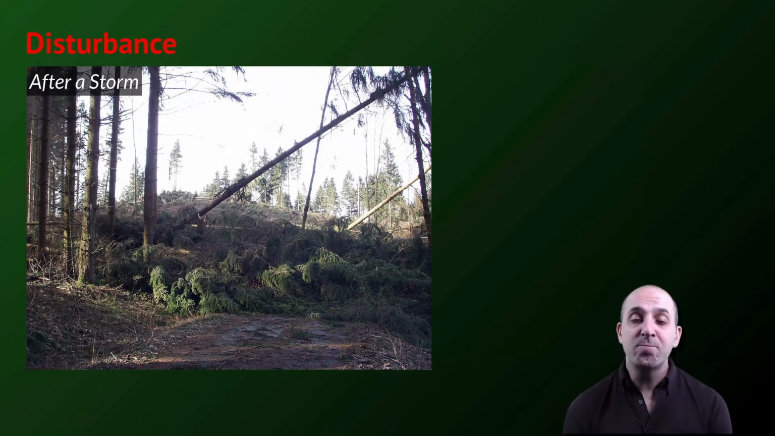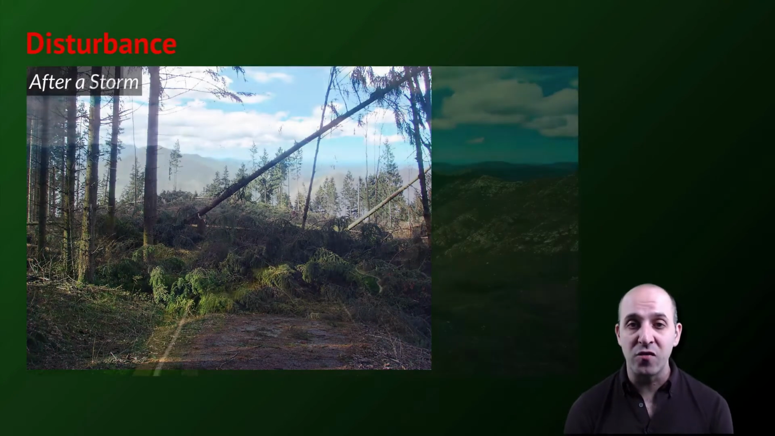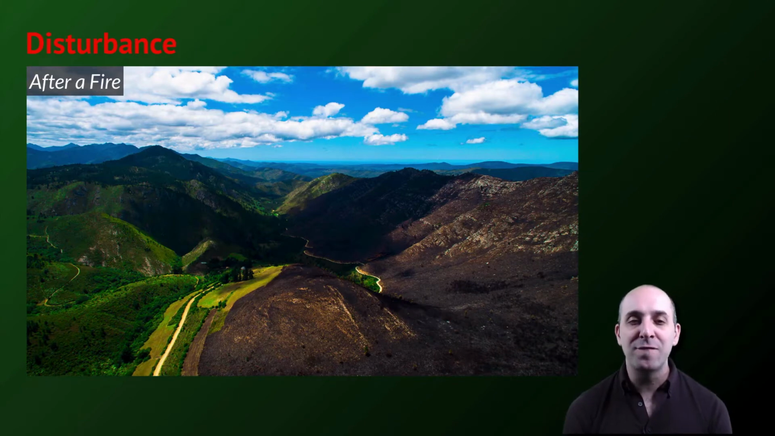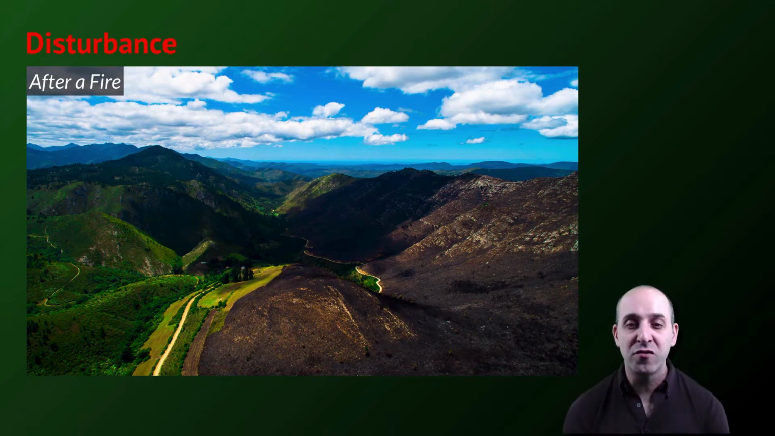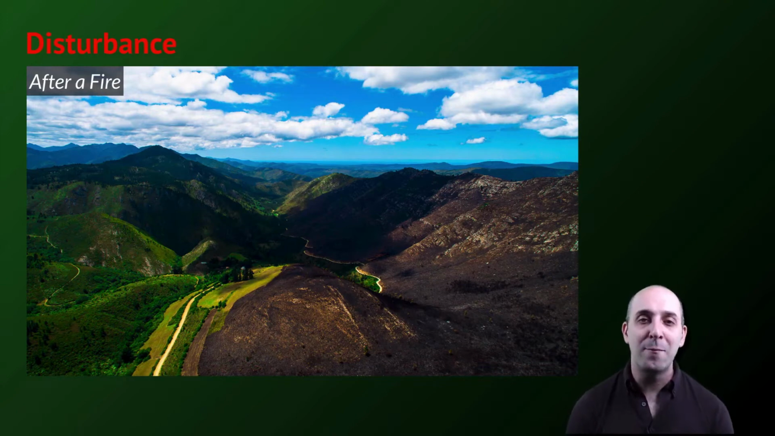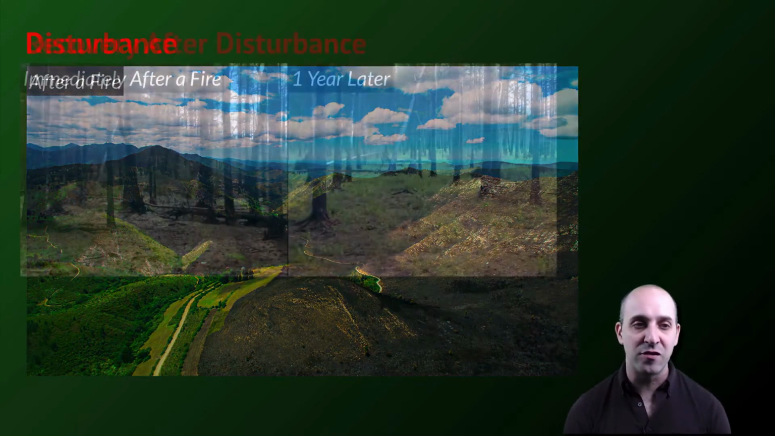This is a forest ecosystem after a storm disturbance. Here is another mountainous forest ecosystem after a fire. These are disturbances, and they are going to drive a series of changes in the ecosystem, not only due to the disturbance, but due to the changes that will happen after the disturbance as the ecosystem recovers.